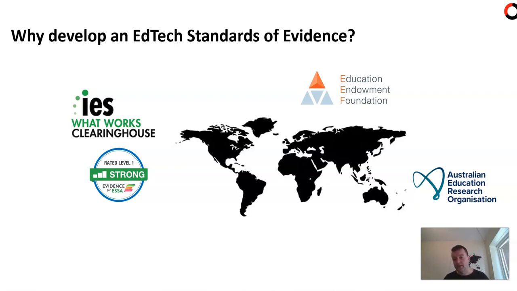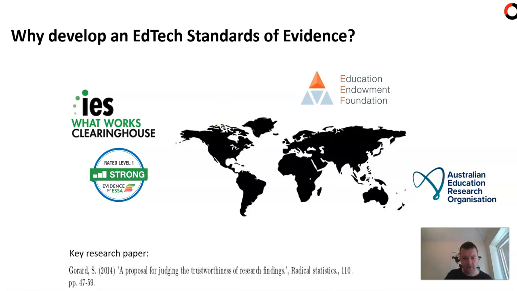funding. And then over in Australia, we have AERO, which is the Australian Educational Research Organisation. And this again has a standard of evidence to help practitioners be able to judge the effectiveness of interventions. And if you are looking at a good piece of research, then there's a paper there which is for judging the trustworthiness of research findings, which is always a good read if you're looking at effectiveness.